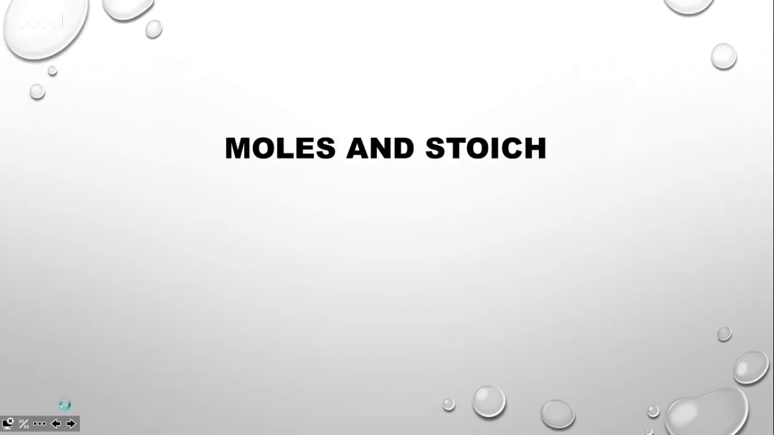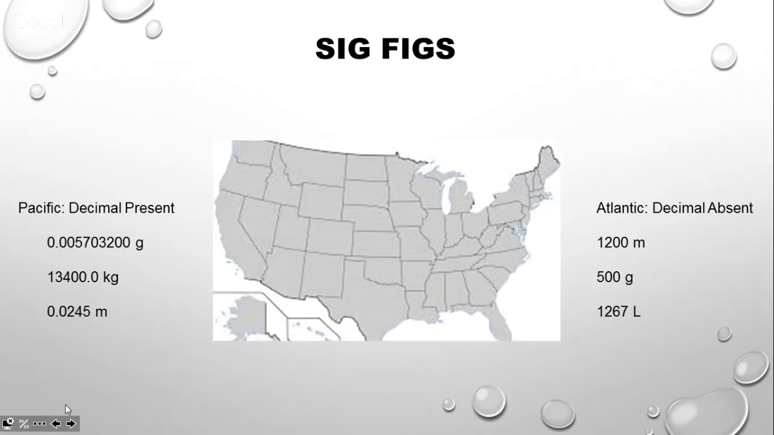For the moles and stoichiometry chapter, when we were talking about significant figures, again, this generally does not show up that much anymore on the Regents exam. But again, we use Pacific Atlantic for decimal present and decimal absent. For Pacific, for decimal present, the zeros on the Pacific Ocean side are the ones that are not significant figures.